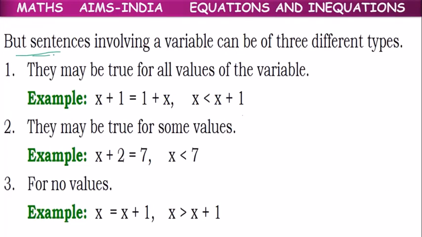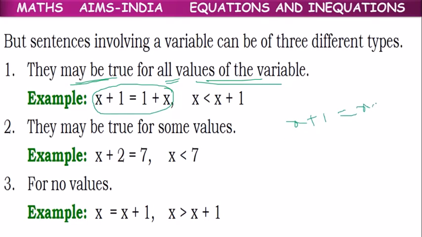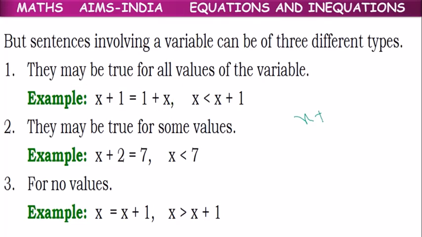Next one. Sentences involving a variable can be of three different types. They may be true for all values of the variable. Suppose you have a sentence like this: x plus 1 equal to 1 plus x.